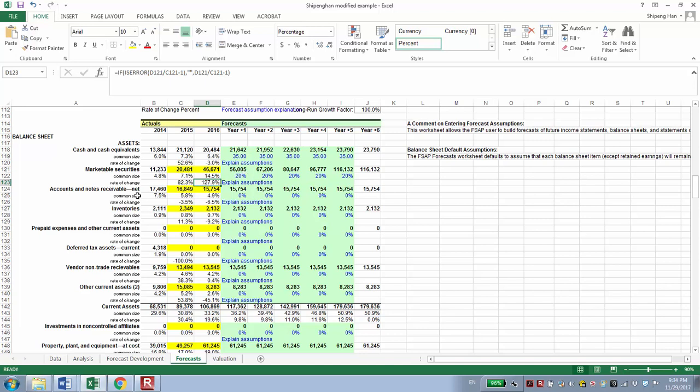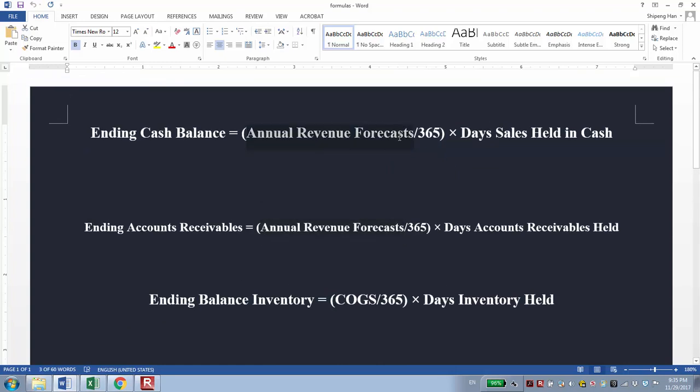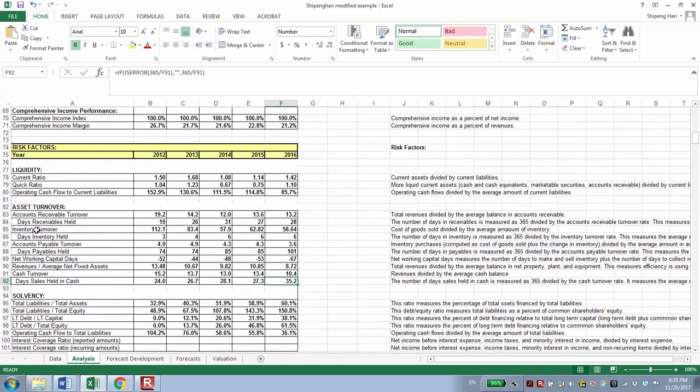Okay, the next one is accounts and notes receivable. We know these are generated from sales, right? To forecast accounts receivable, we use the second formula. The ending balance of accounts receivable equals daily sales, or daily forecast sales, which is the same as the formula in the cash forecast. The next one is days accounts receivable held. The accounts receivable is actually the product of daily sales and the number of days, right? Same as cash, so we can find accounts receivable.